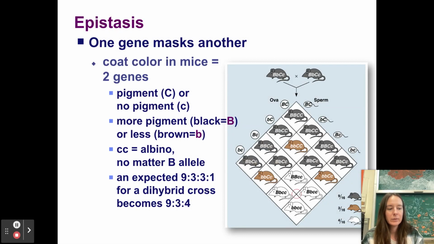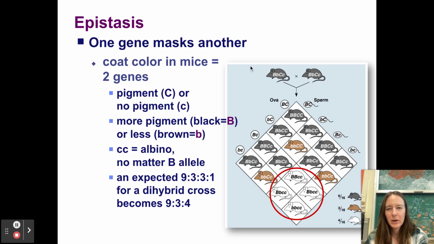Another type of genetics we need to look at is called epistasis. This is where, let's say you're looking at two genes on two different chromosomes. One gene could mask another. So depending on your genotype for one gene, it could actually have an effect on another gene. So in this case, the two genes are not independent of each other. They're actually related and connected.